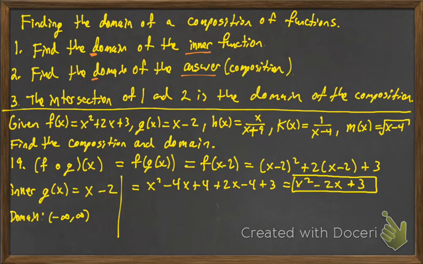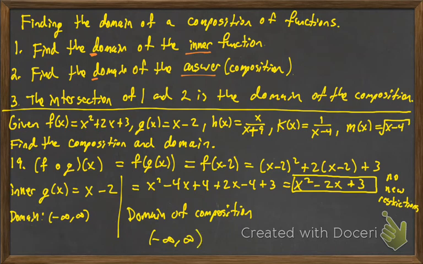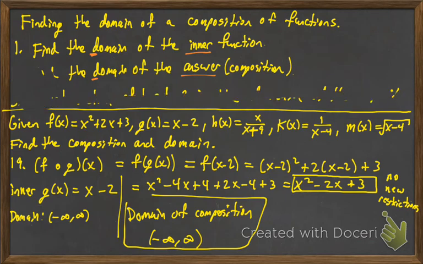It does not have any restrictions. That's your composition, so no new restrictions. And so the domain of your composition is going to be the intersection of the two, the inner and your answer, and they both are all real numbers. So the domain of the composition is all real numbers.